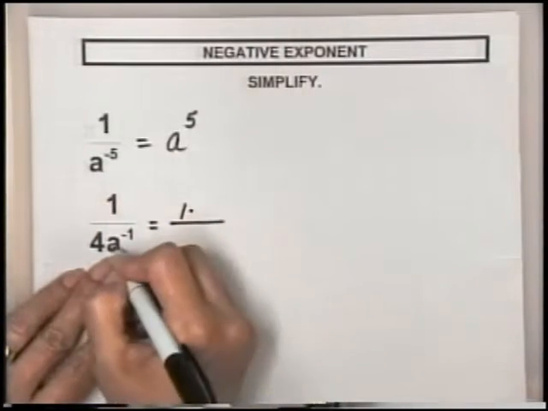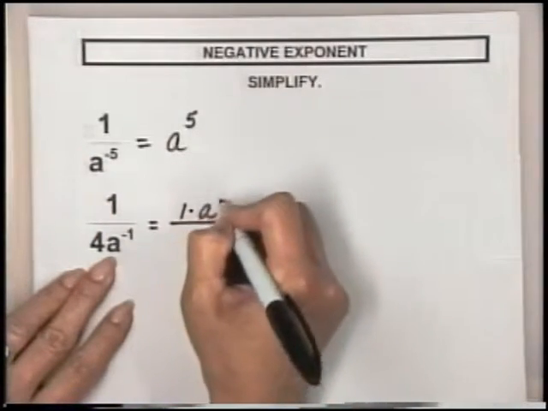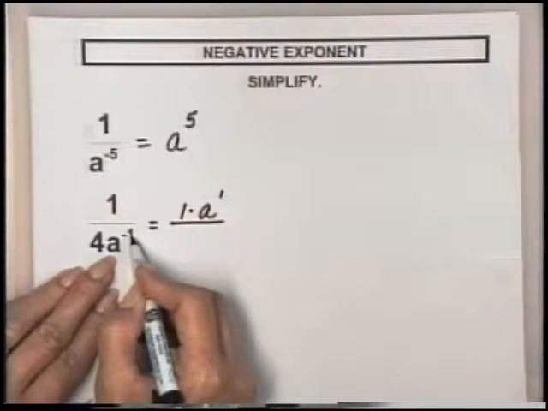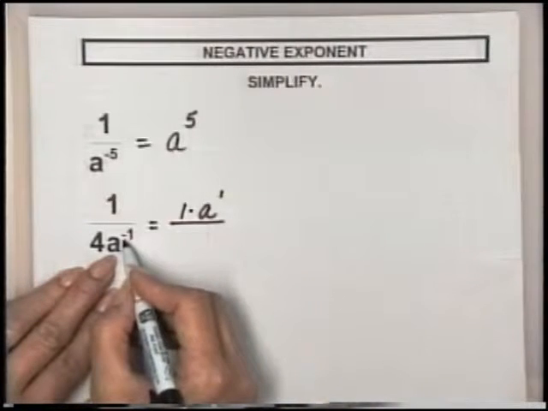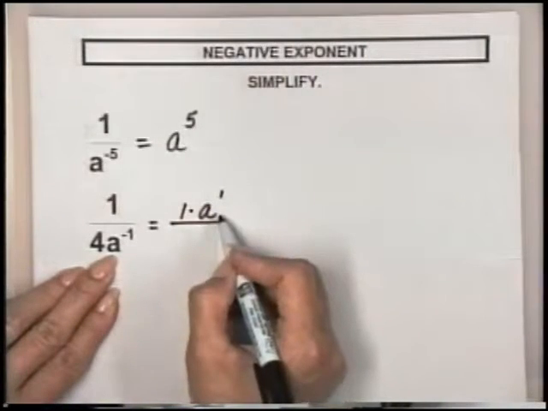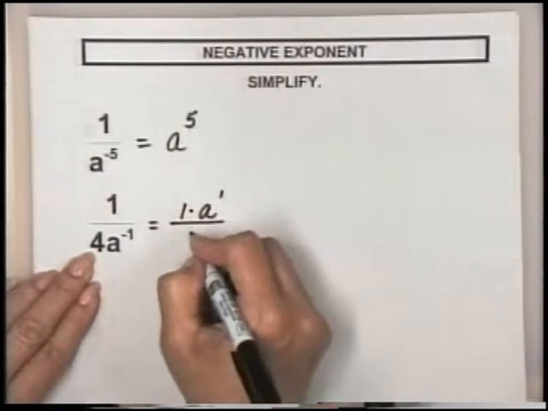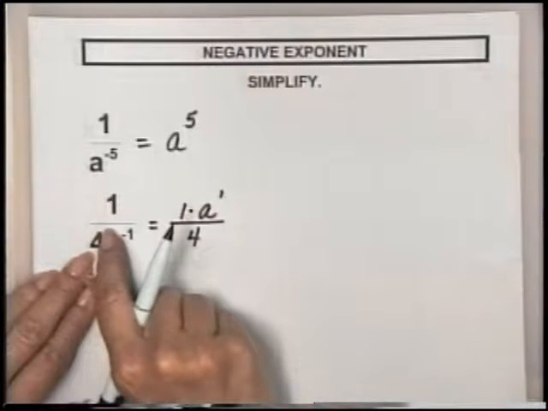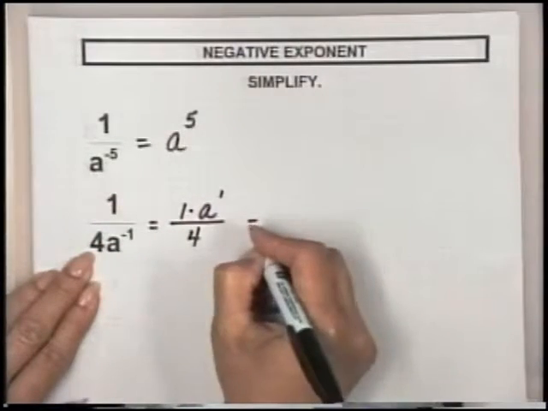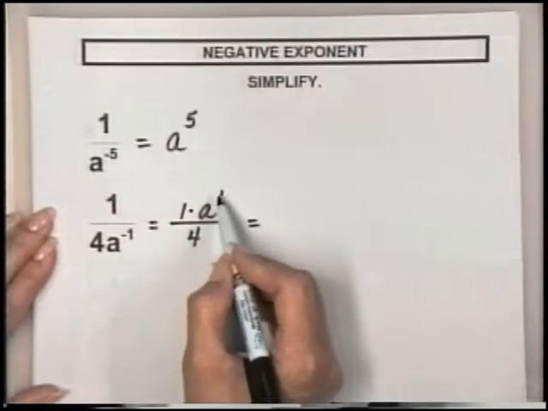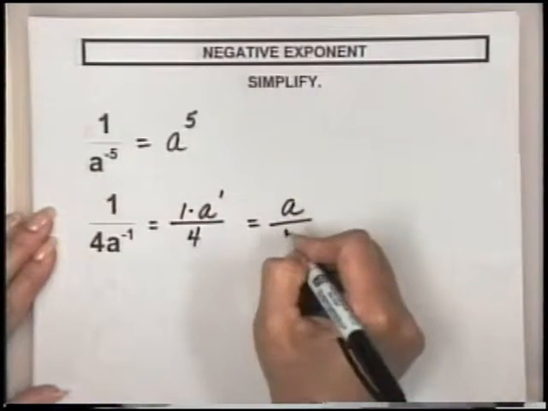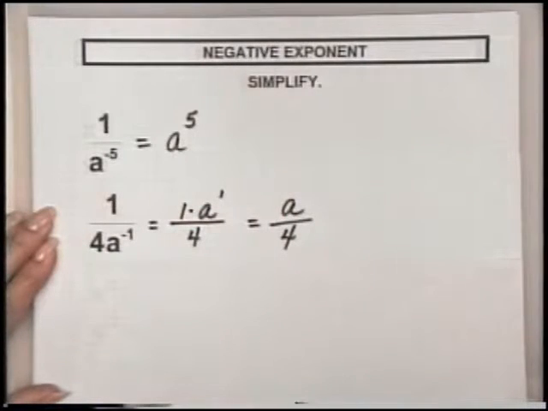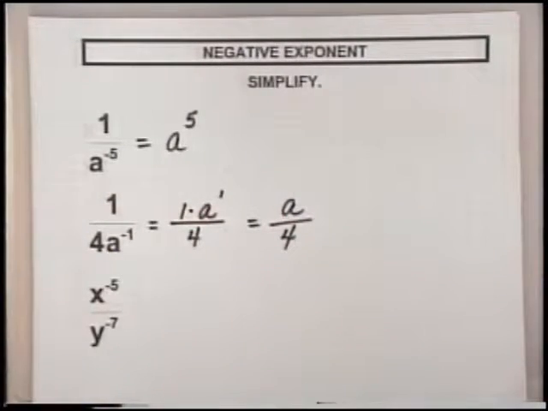What I can do is I have a 1 in the numerator. I can bring the a to the negative 1 up as a to the positive 1 power as long as it is a factor. If it has a negative power, what that says is move me to the numerator. The 4 stays in the denominator because it has a power of positive 1. The result is 1 times a to the first, which is just a, over 4. I didn't really need this step, did I?